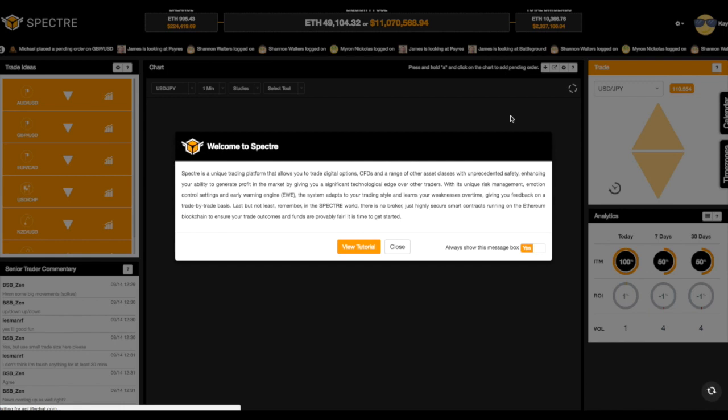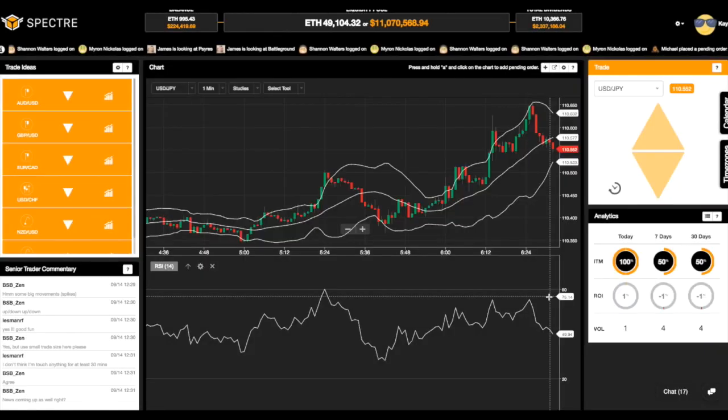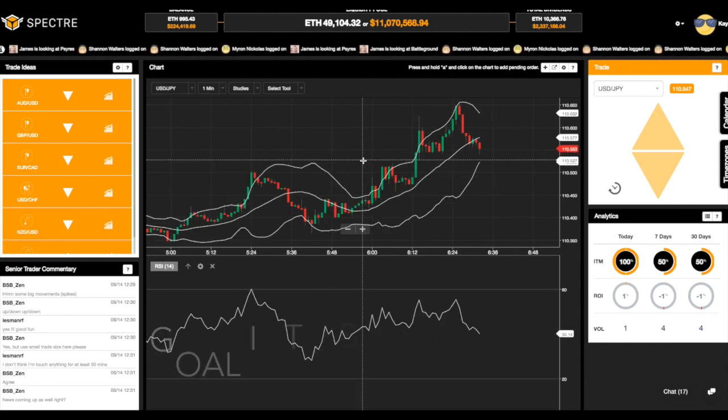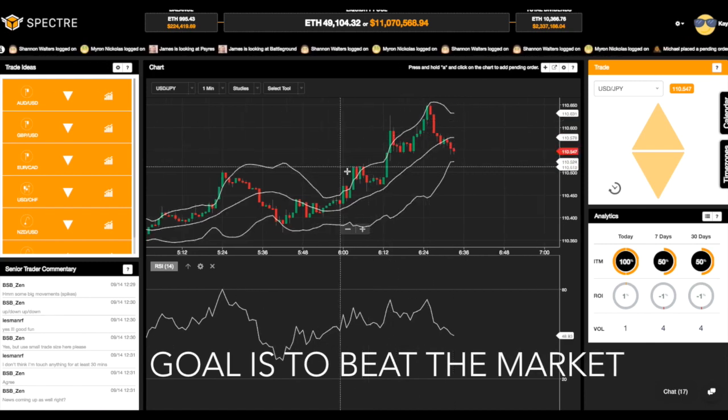Alright, just logging into Spectre. And the goal here is very, very simple. For you as the trader, whether you are a cryptocurrency trader or a normal FX trader, or you want to trade any sort of asset class, it is to beat the market. The market is this giant complex beast, and you see it right here in front of you.